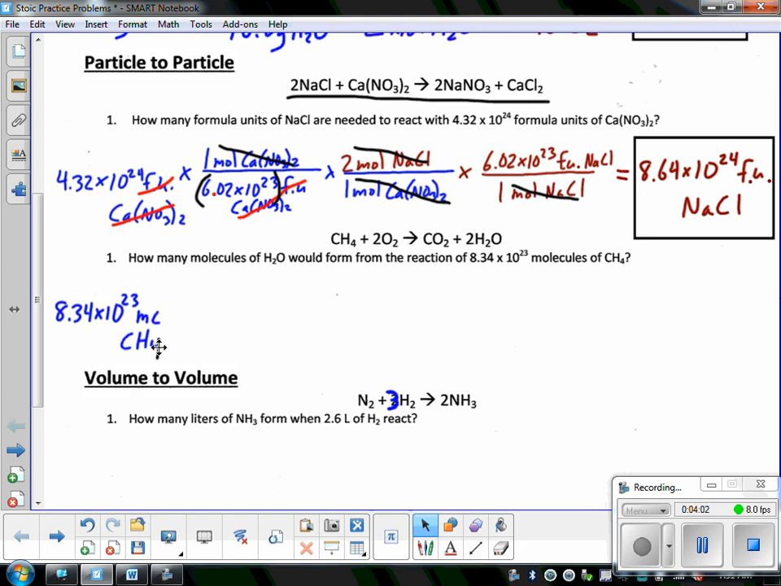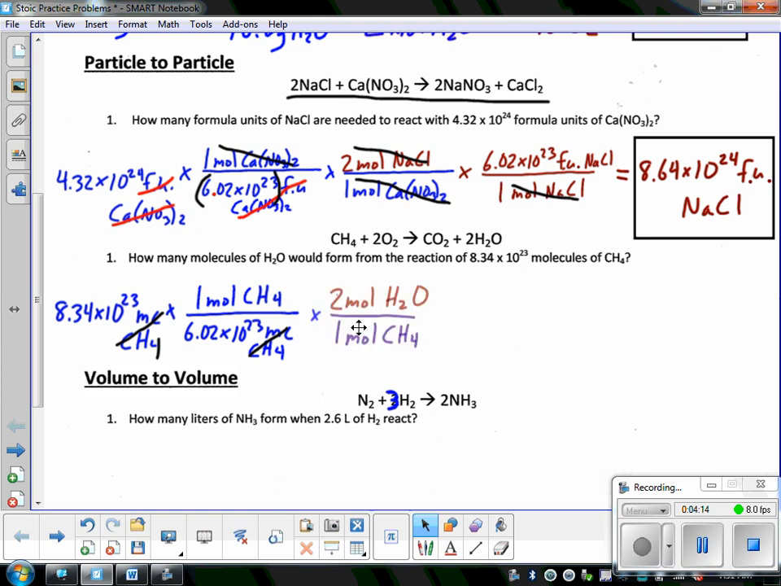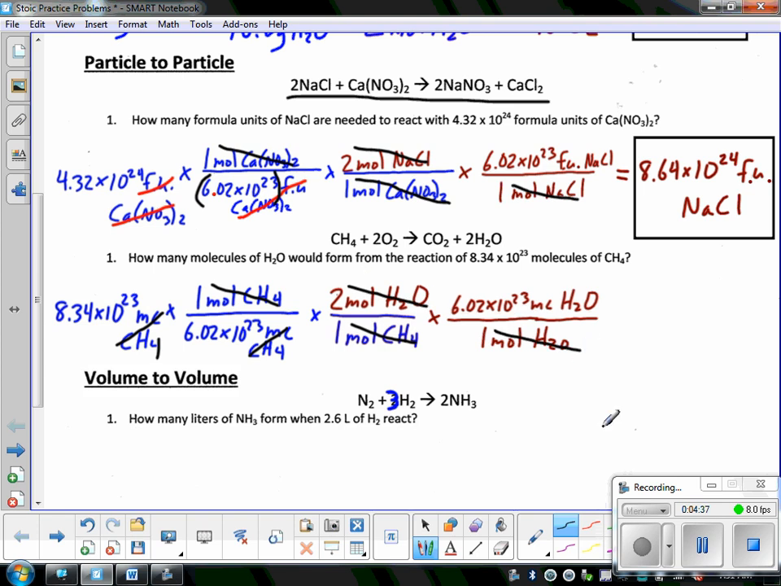We want molecules of CH4 to cancel, so they need to be on the bottom of the fraction. So this cancels out with this. We'll now be in moles of CH4. Now we're going to use that mole ratio: for every 1 mole of CH4, there's 2 moles of H2O. So now our moles of CH4 cancel out, and you're now in moles of water. And then the last step, take the moles of water and go into the molecules. So moles of H2O cancel out with moles of water, and we're left with our molecules of H2O.